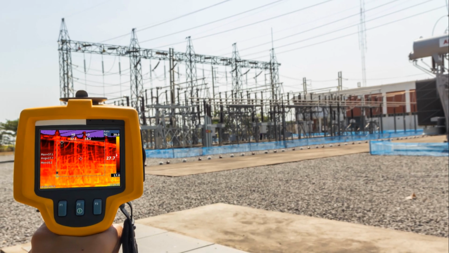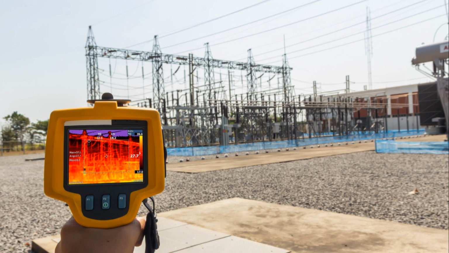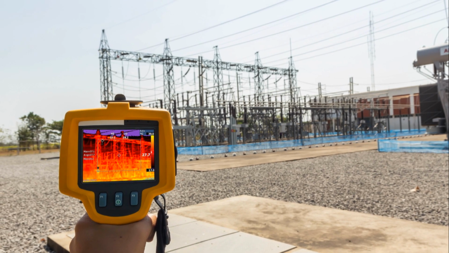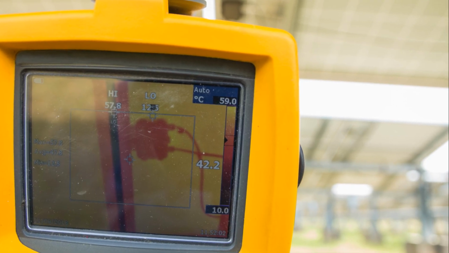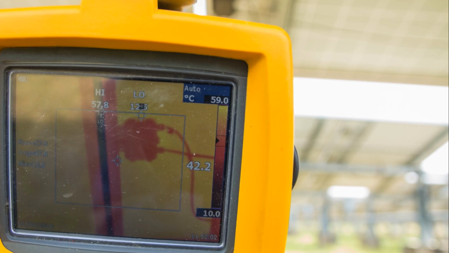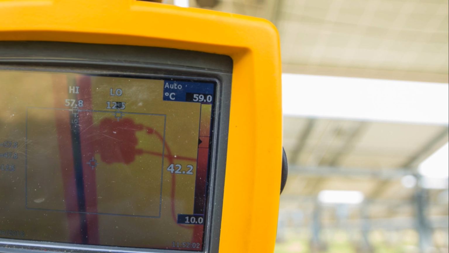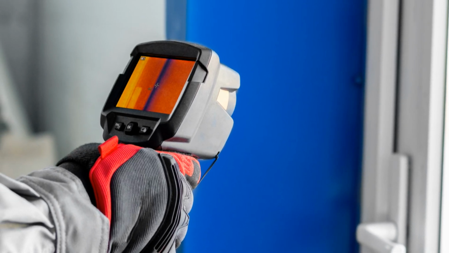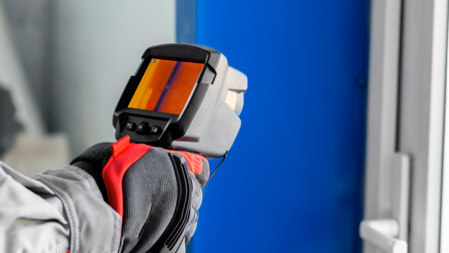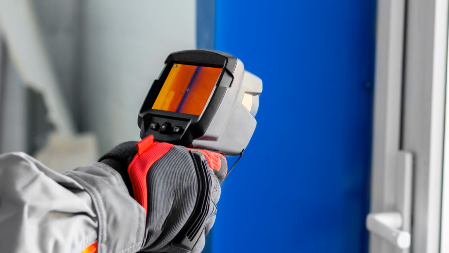Uneven heating in pipes or ducts. Erratic temperature patterns in pipes or ducts often signal underlying issues such as blockages, insulation failures, or restricted fluid flow. These irregularities can lead to inefficiencies in heat transfer, increased energy consumption, and potential system strain. By using thermal imaging, operators can pinpoint these anomalies early, ensuring optimal performance, preventing heat loss, and avoiding costly repairs.